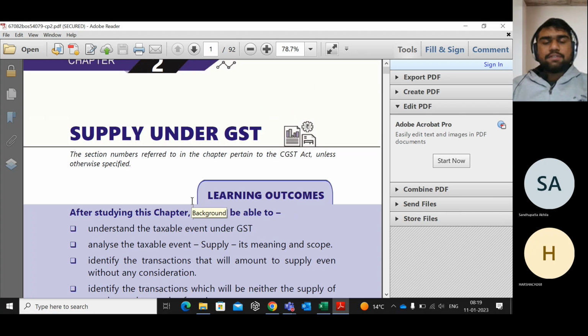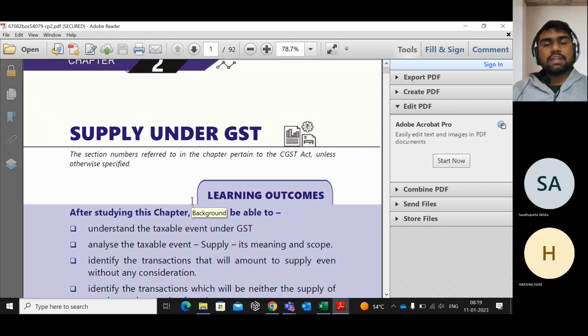Now, to classify it as a supply, after it is classified as supply, we need to check whether it is a taxable supply or not. If it is a taxable supply, you will levy GST. If it is a non-taxable supply, that means non-GST supply, or it is an exempted supply, there will be no GST. That means first you need to classify as supply to levy GST. If it is classified as supply, then you need to check whether it is a GST supply or not. It may be a GST supply, a non-GST supply, or an exempted supply.